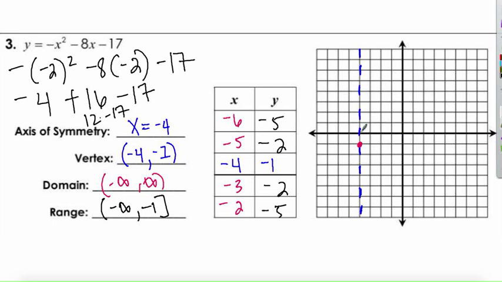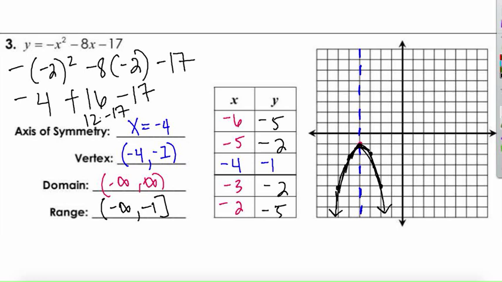So we've got negative 6, negative 5; negative 5, negative 2; negative 3, negative 2; negative 2, negative 5. And then we just do as best a job as we can of making this curved and symmetrical.